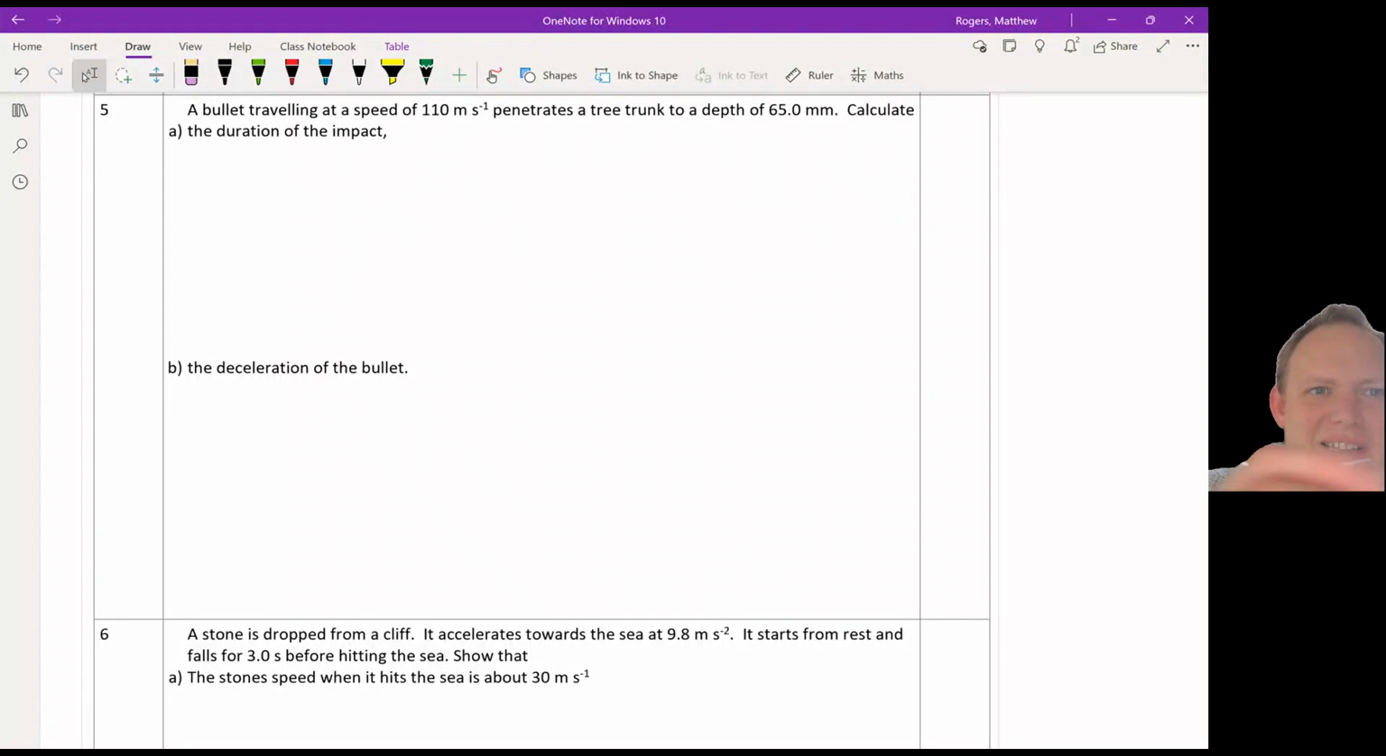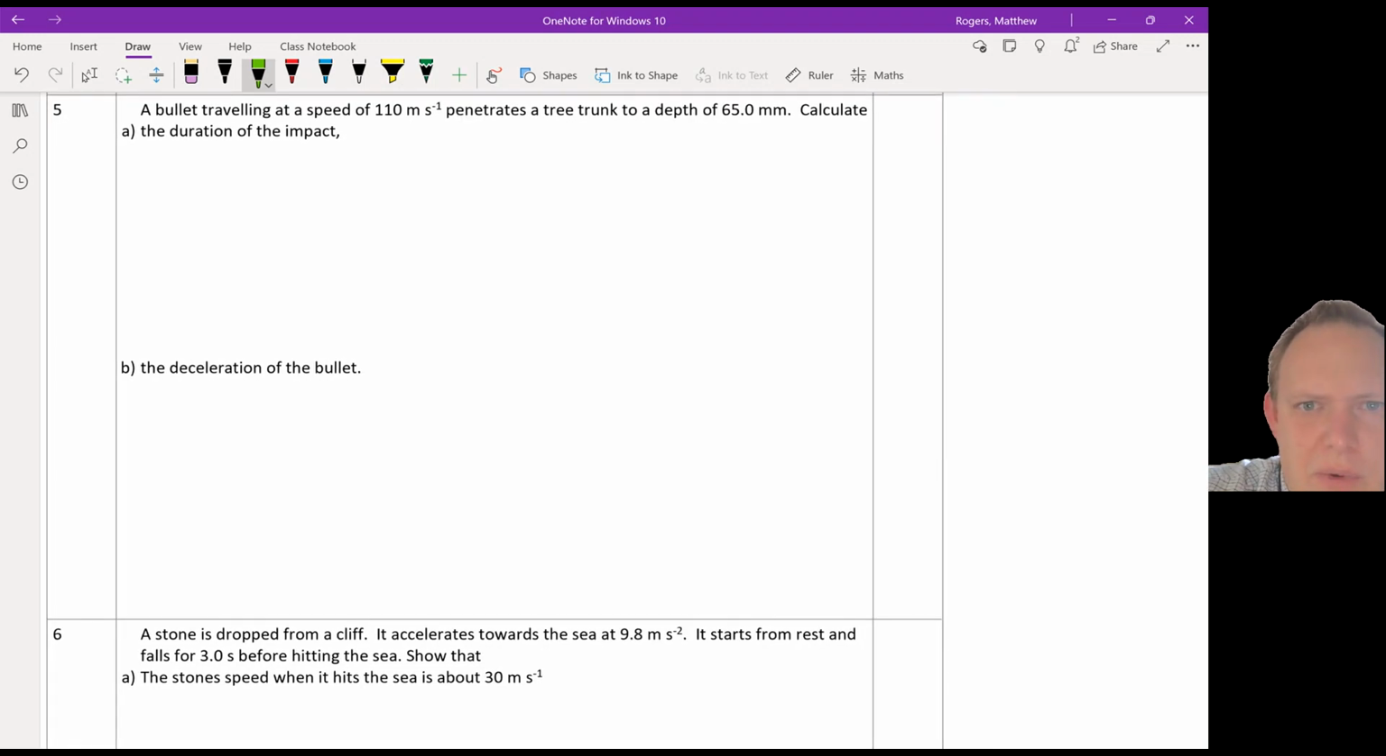This question says a bullet travelling at a speed of 110 meters per second penetrates a tree trunk to a depth of 65 millimeters. Calculate the duration of the impact and the deceleration of the bullet. Once again, it's good to start by writing down what we know.